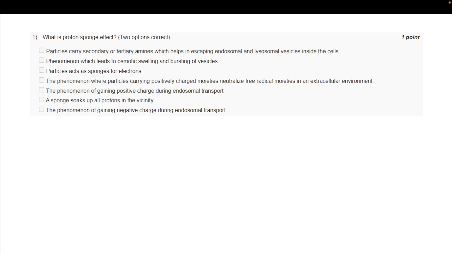So the first question is, what is proton sponge effect? If you have gone through the lectures, I think you'd be able to answer this. Just go through the options slowly, and remember there are two correct options, meaning we have to choose two answers for this particular question. Let me know if anybody knows the answer. If not, we'll discuss.